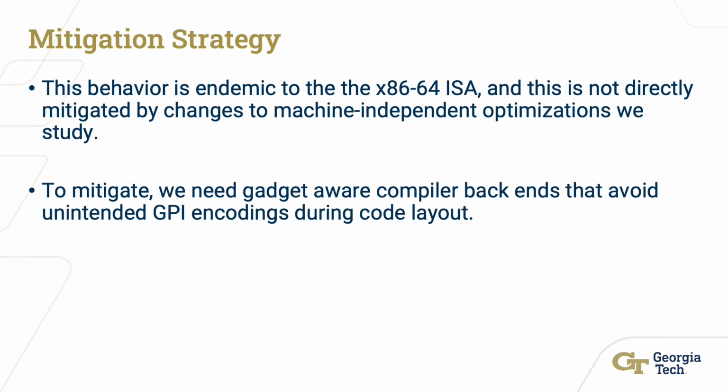Unfortunately, this root cause is machine dependent and endemic to the x86 ISA. Thus, this is not something we can directly mitigate by changes to compiler optimization behavior, as these optimizations are typically made in a machine independent manner. Ultimately, to mitigate these issues, we need to employ gadget-aware compiler backends that avoid unintended GPI encodings during code layout.